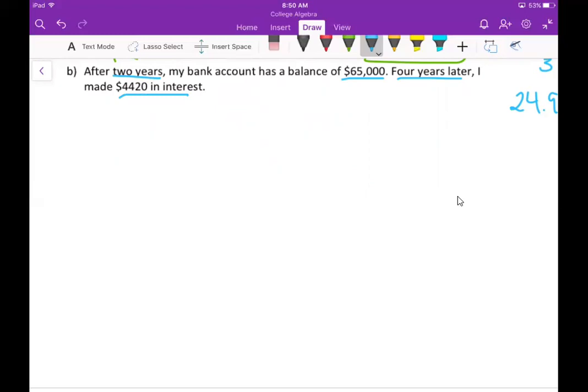So always when you have context, set up your variables first. So we know we're working with bank accounts, so we're going to have this exponential growth, y equals c times a to the x. In this case, years are passing and my balance is changing. So x is going to be years and y is going to be the balance of the account. Now it's important that you realize that it's the balance of the account.